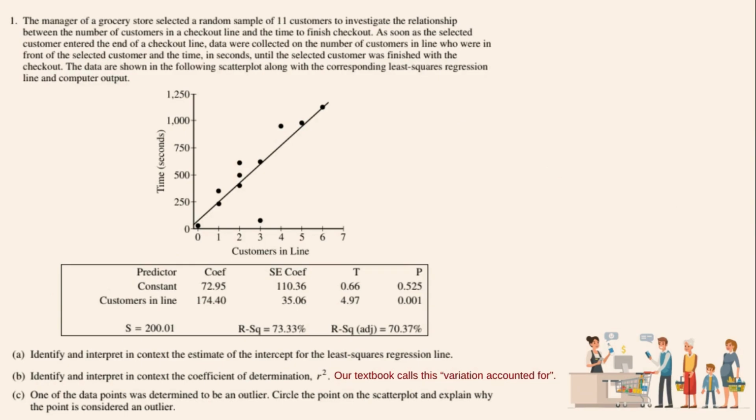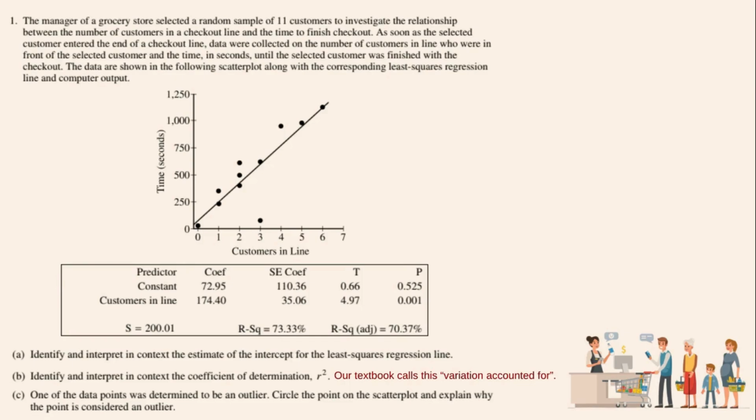So, problem number 1. The manager of a grocery store selected a random sample of 11 customers to investigate the relationship between the number of customers in a checkout line and the time to finish checkout. As soon as the selected customer entered the end of the checkout line, data were collected on the number of customers in line who were in front of the selected customer and the time, in seconds, until the selected customer was finished with the checkout. The data are shown in the following scatter plot along with the corresponding least squares regression line and computer output.